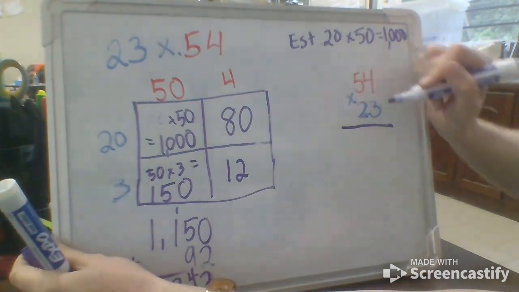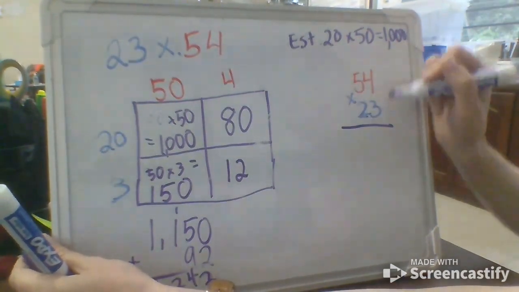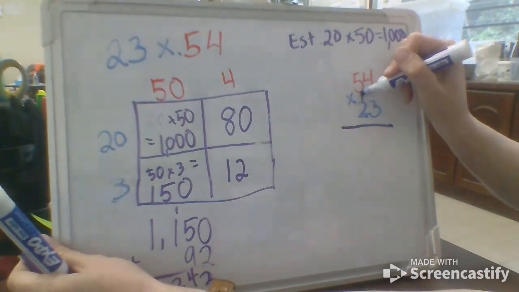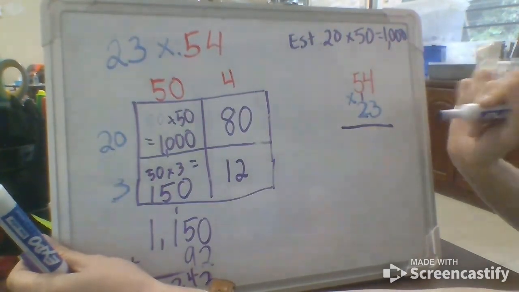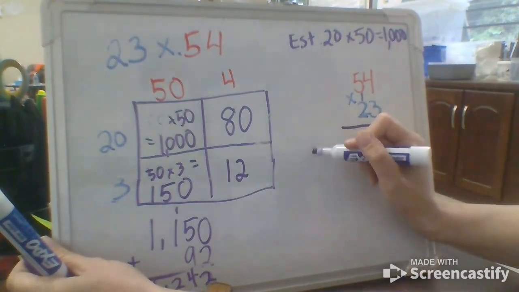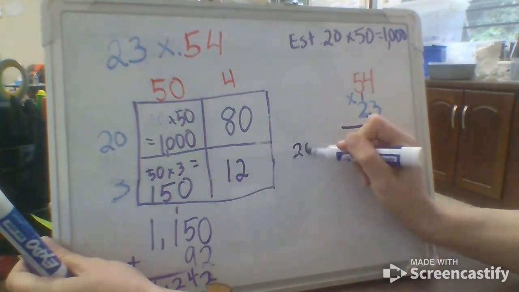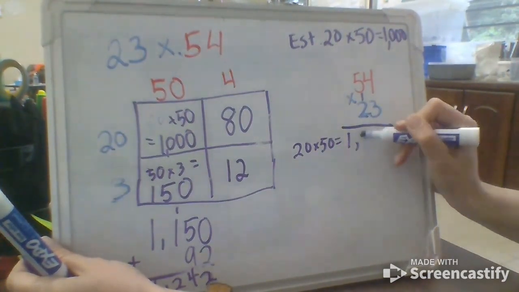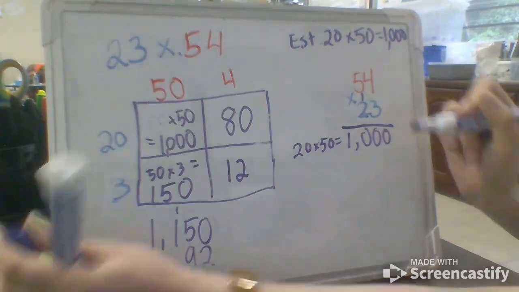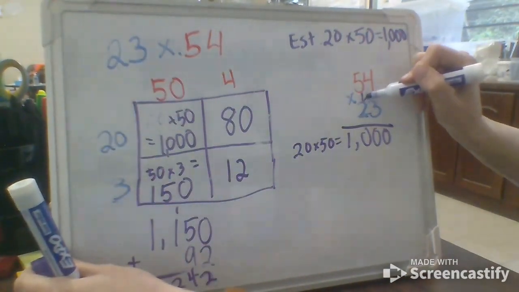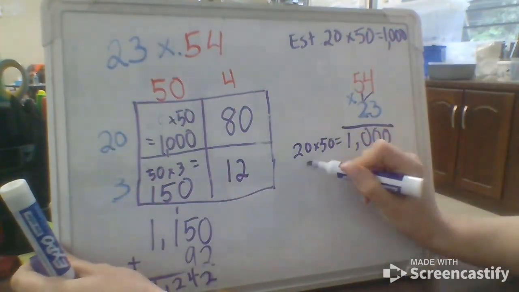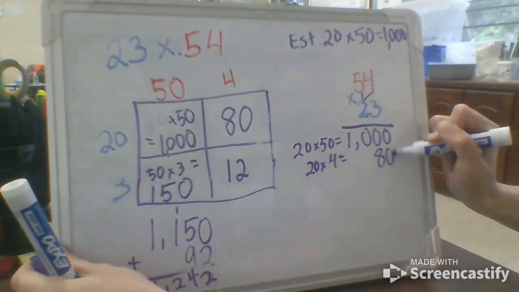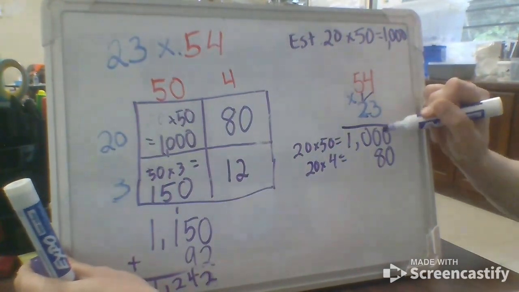First thing I'm going to do is make sure that I'm multiplying everything by everything else. I can start in any place with partial products. I'm going to start with the biggest by the biggest, so I'm going to do 20 times 50. I like to draw a little line to make sure that I'm actually multiplying. Oh, wait a second, I know what that is. I figured it out with my boxes. 1,000. Next I'm going to do my 20 times 4, not so big. 80.